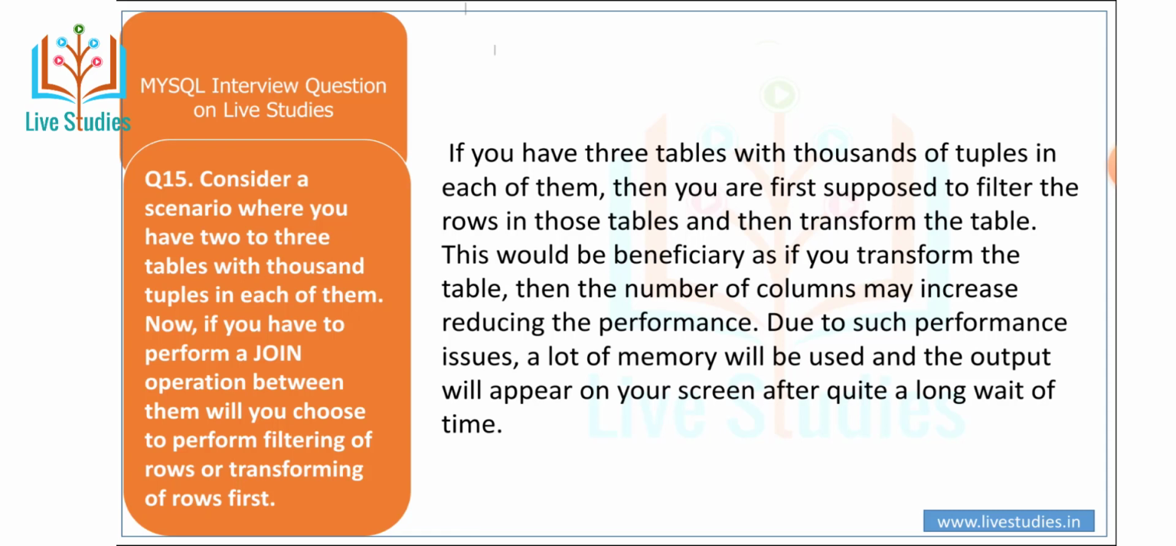Generally, if you have three tables with 1,000 tuples in each of them, you are first supposed to filter the rows in those tables and then transform the tables. This would be beneficial, as if you had transformed the tables first, then the number of columns may increase, reducing the performance. Due to such performance issues, a lot of memory will be used and output will appear on your screen after a long wait. Okay, means there is no need for this.